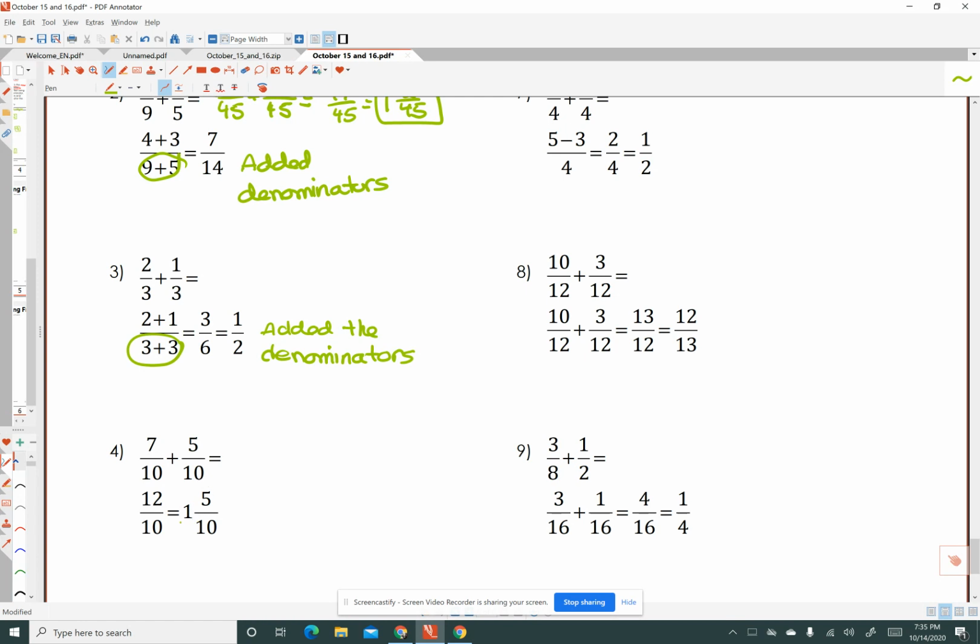So number 4 is a tricky one. They have 7/10 plus 5/10, and they said it equals 12/10. So that's correct. So this is okay. 12/10. But when they simplified it, they did the simplification incorrectly. There's one group of 10 in 12 with 2/10 left over, and we can reduce that 2/10 to 1/5. So they simplified incorrectly.